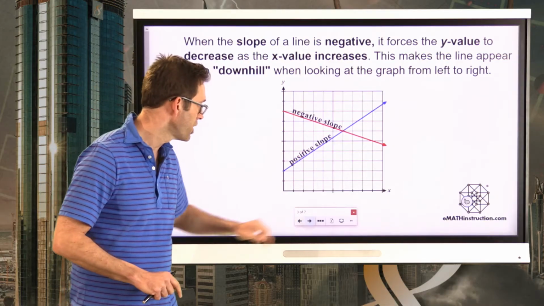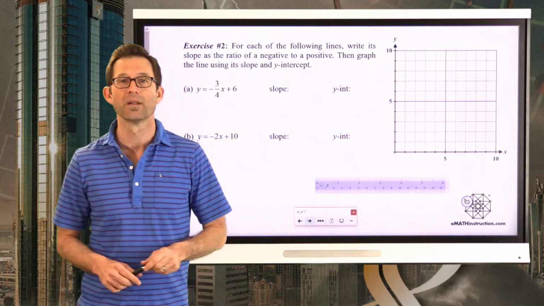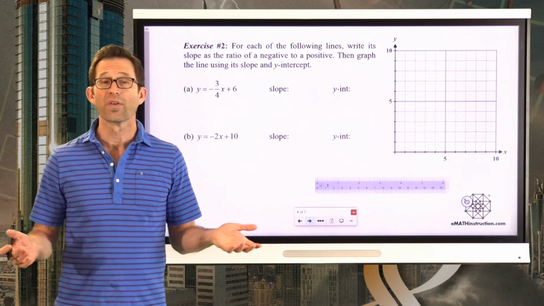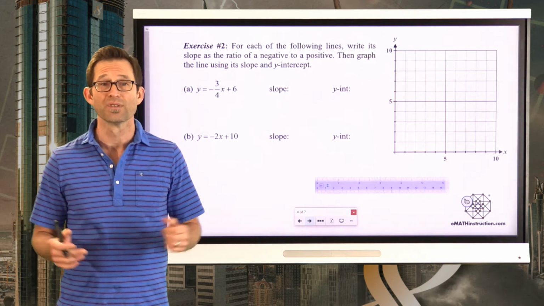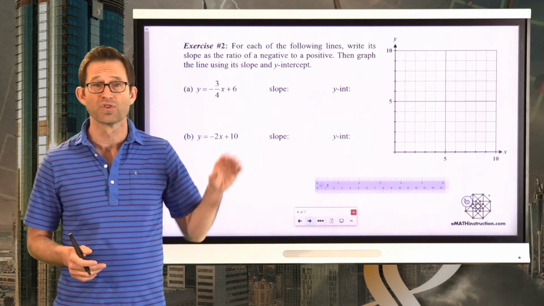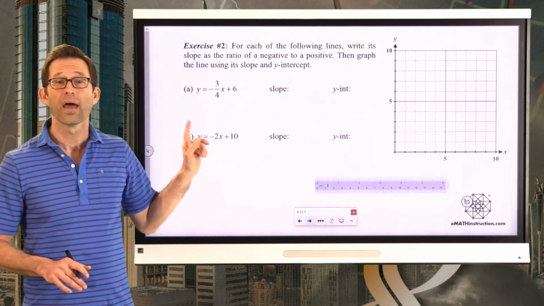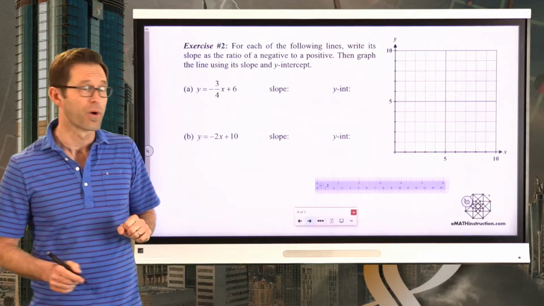So let's play around with this a little bit more. Exercise number 2. For each of the following lines, write its slope as the ratio of a negative to a positive. Then graph the line using its slope and its y-intercept. One of the pieces of good news today is that the y-intercept is still just the number that's added on at the end. So that doesn't change.